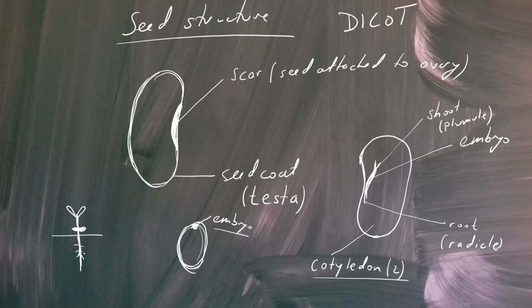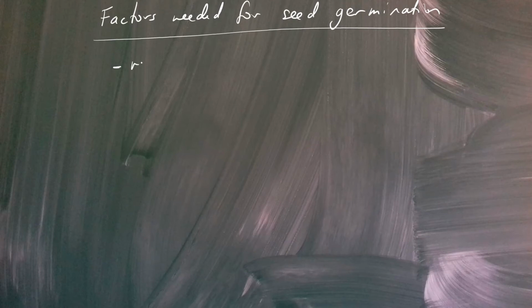So, the next thing, I'm going to move on a little bit here. If you want to germinate seeds, these are basically the factors needed for seed germination. If you want to grow your own plants, what do you need? There are three things that you need. Do you need light? No, generally not. Seeds cannot do photosynthesis. They will do only cell respiration. So you need the right temperature.